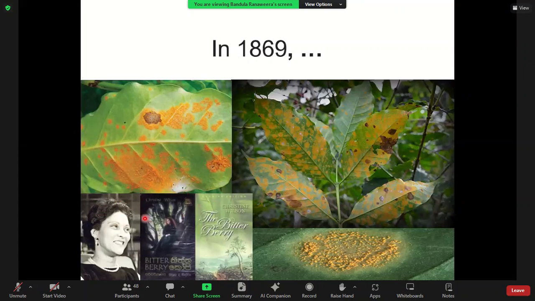Now, why I have put these photographs of these two versions of the book written by Christine Wilson. She is the daughter of Dr. R.L. Spittle, who was in Sri Lanka, who loved Sri Lankan people. And this lady, as a young girl, traveled with her father in Sri Lanka, Ceylon at that time. So they observed what happened during this epidemic of coffee rust disease.